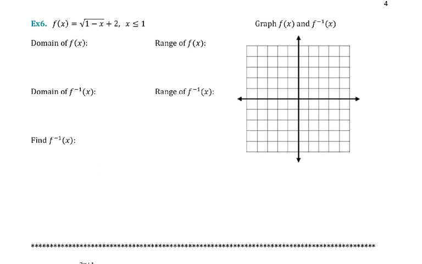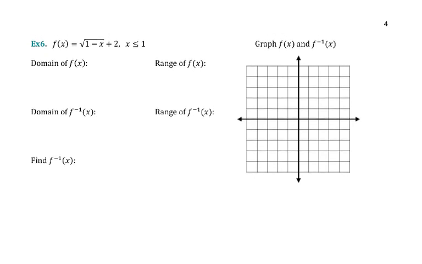All right, continuing along. Again, we have another inverse. f of x equals the square root of x minus 1 plus 2 for all x that are less than or equal to 1. So graphing this, and again, you have your graphing calculator. You can always pull that up and look at it. No one's taking it away from you in this class. But we want to know what the graph is.